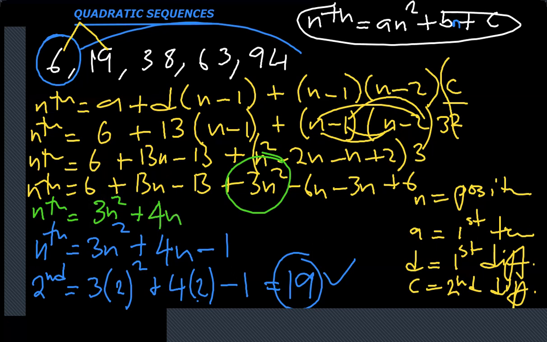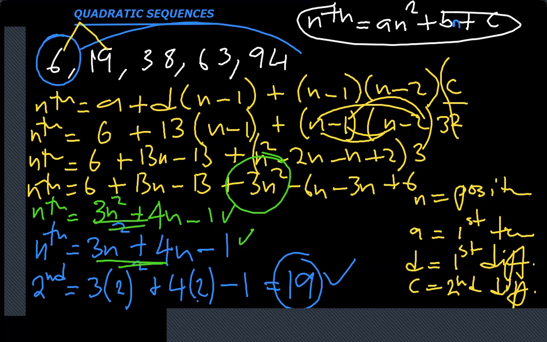Okay, and then I go to the constants. 6 minus 13 gives us -7. -7 plus 6 gives us -1. And we get the same nth term formula, the same as the one we have here.